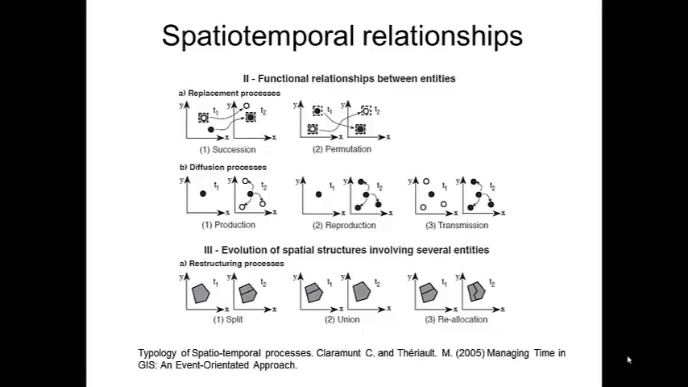And then we've got relationships between several entities, so we can have entities that split, that join together, or that change how space is allocated within them. So these are a sort of typology of the types of relationships that might exist, but it doesn't tell us how we query them. There is no, how you go about implementing those as constraints or as queries, I don't know, there are lots of different ways.